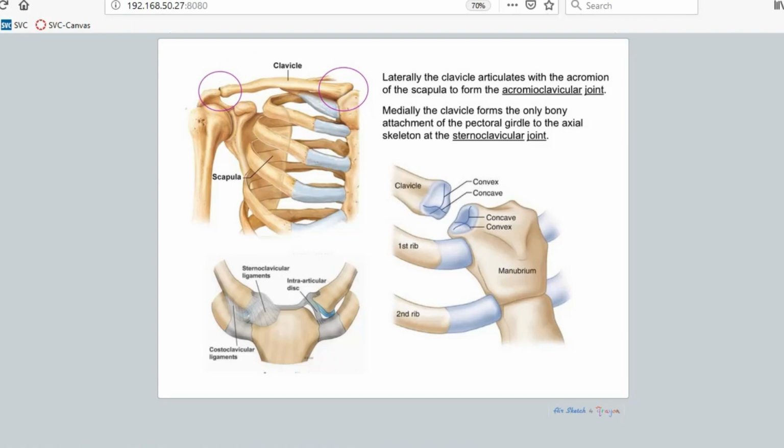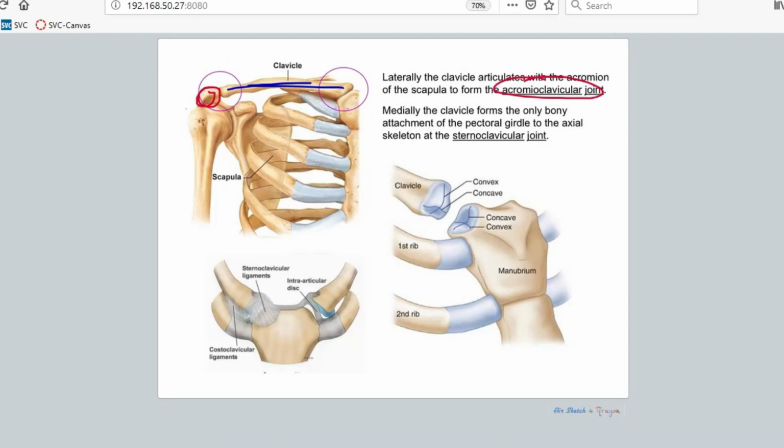Okay, so here we have the clavicle here, and laterally the clavicle articulates with the bone marking of the scapula called the acromion process. So the clavicle forms a joint with the acromion process there, and that forms the acromioclavicular joint. So that's kind of a joint within the pectoral girdle that holds the pectoral girdle together.